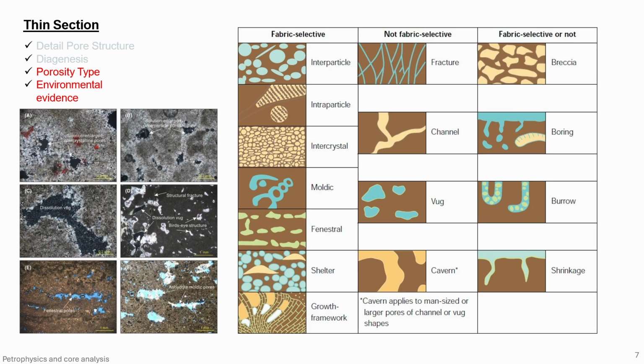This slide repeats the thin section themes and is a good place to summarize. Thin sections help us understand pore geometry, diagenesis, porosity type, and environmental evidence. This means that they tell us not only what the rock looks like now, but also how it became that way. You can emphasize that thin sections are especially important in complex reservoirs such as carbonates, where pore systems may be highly heterogeneous and strongly altered by diagenesis.